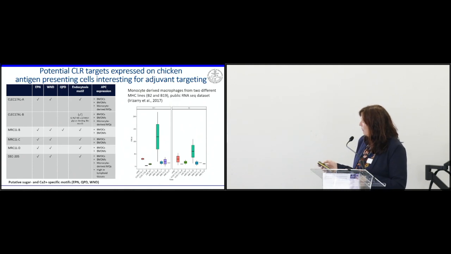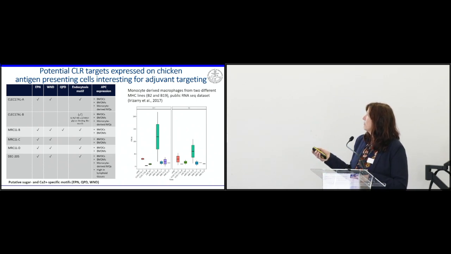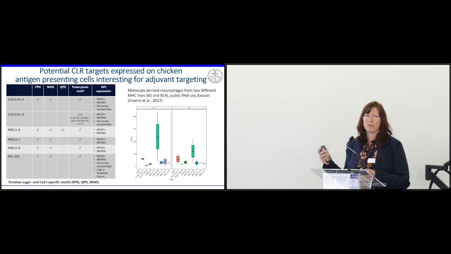So we made a little table of candidates, and we looked for putative sugar and calcium-specific binding motifs, and we looked for endocytosis motifs, and we very tediously looked at bone marrow-derived dendritic cells and macrophages to see if the receptors were even expressed in the cell type that we wanted to target. And in this work, again, we saw huge impact of MHC haplotype. These receptors are expressed to varying degree depending on the genetic background of the chicken, and that adds to the complexity, really.